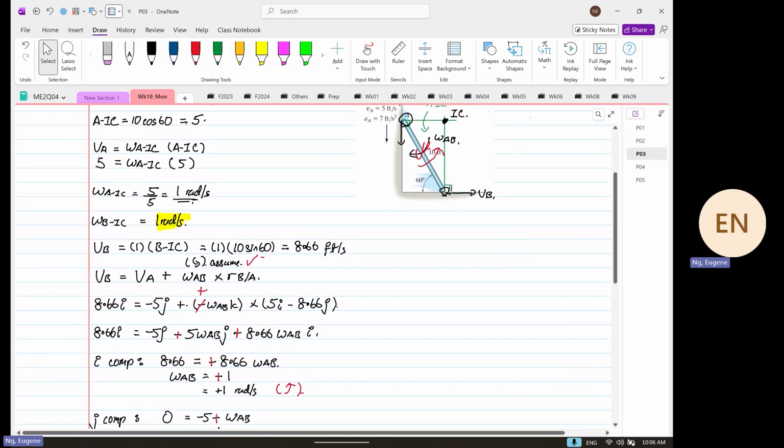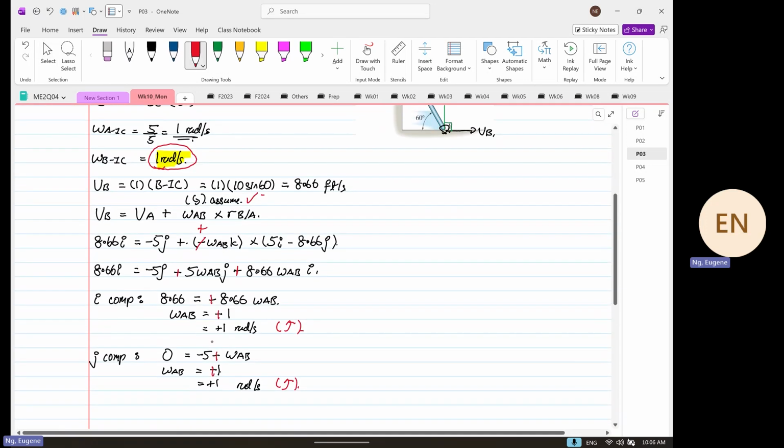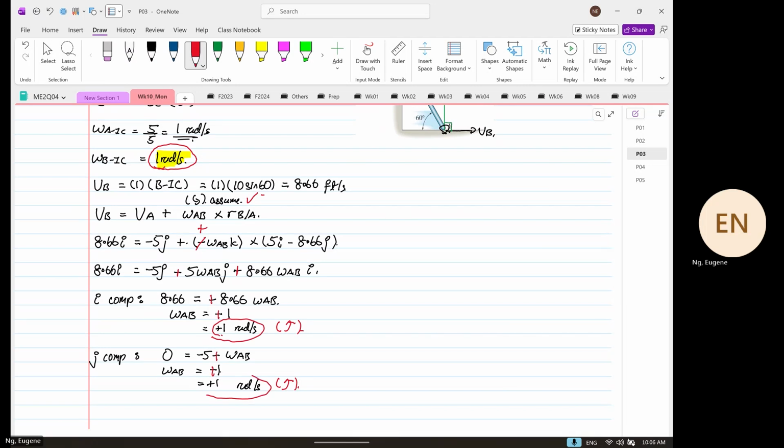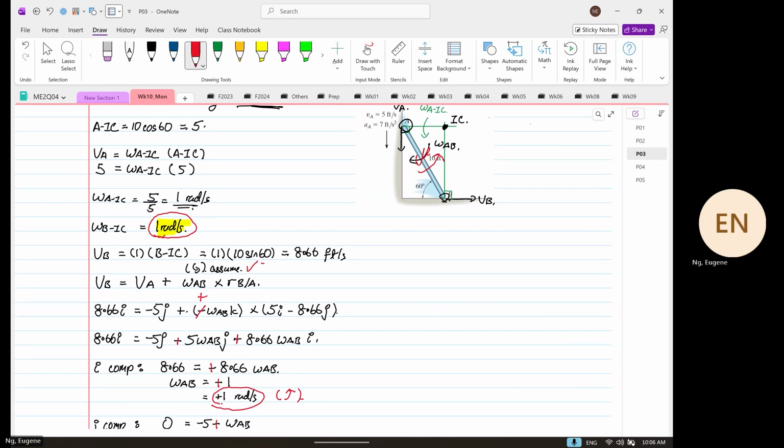Okay, so what we can see down here is the magnitude that we get from the IC method. If the two rigid points are at the extreme ends of the rigid body, then you can use the instantaneous center angular velocity. Are we clear? Okay, so this should be crystal clear to you guys now.